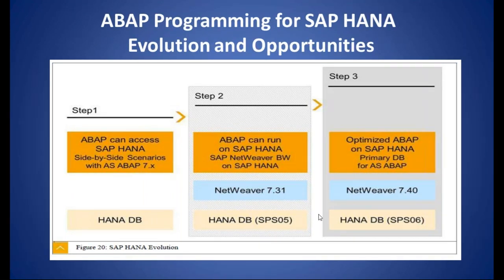But here we have ABAP on HANA, which was introduced later in service pack 06. We have service packs in the HANA database. From HANA database service pack 06, they optimized ABAP on SAP HANA as a primary database. In service pack 05, we discussed that ABAP can run on SAP NetWeaver BW and HANA, but not many features were introduced at that time. A lot of features were introduced when service pack 06 was released, and the NetWeaver version of it was NetWeaver 7.40.